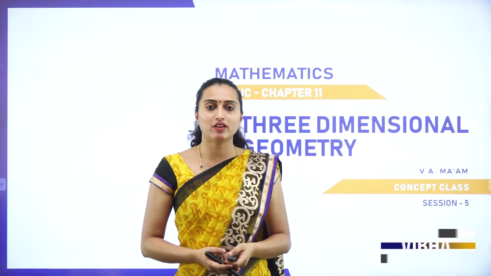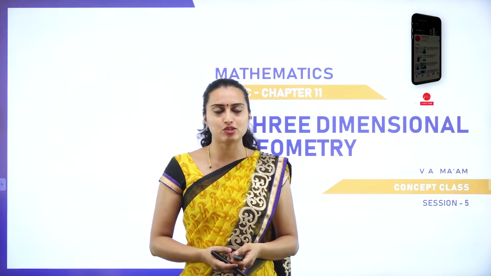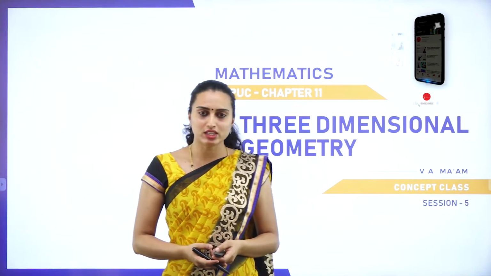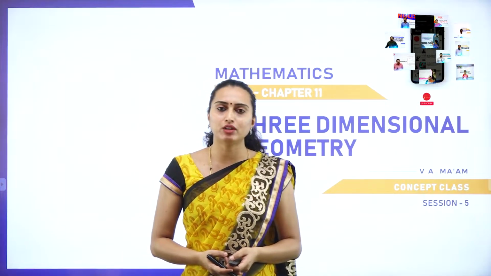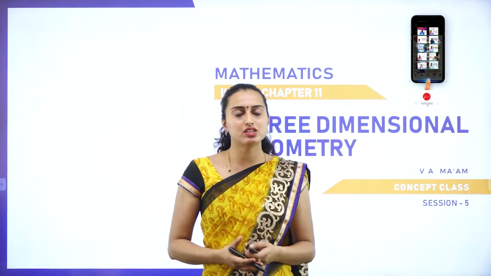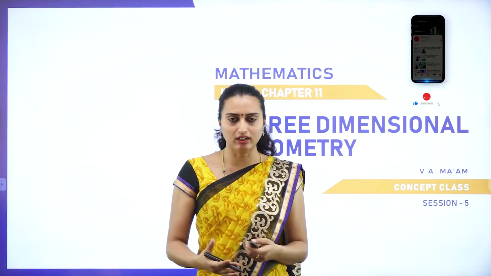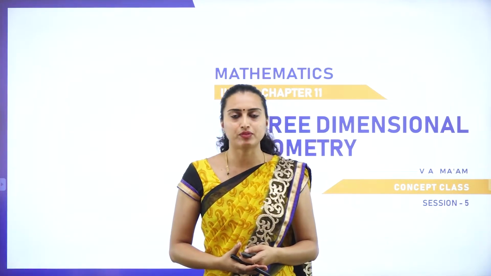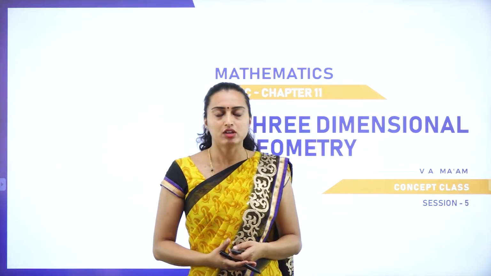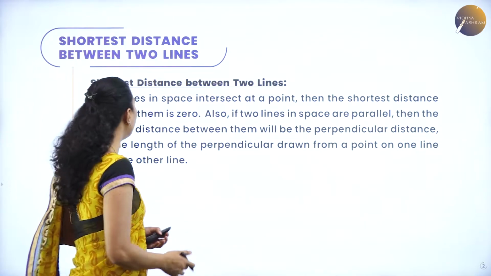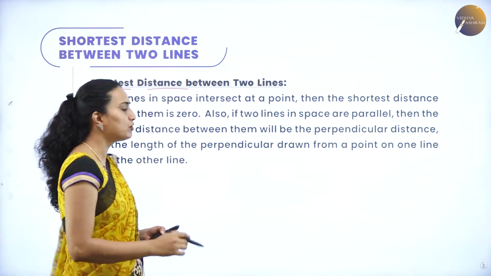In the last session, we have learned one derivation and problems based on it. And in today's session, dear students, here we are having session number 5 and chapter number 11 called 3D Geometry. In this session, we are going to learn the skew lines, and based on that, the formula, derivation, and then problems. So let us move on to what we mean by the shortest distance between two lines.